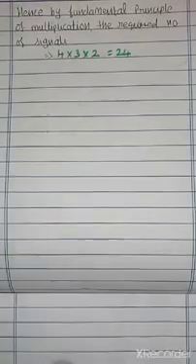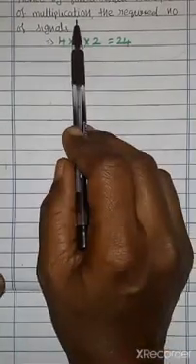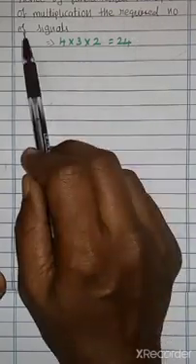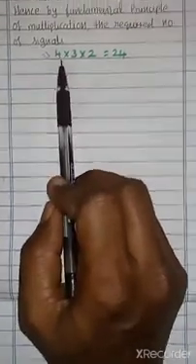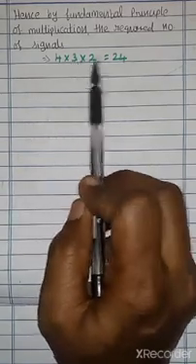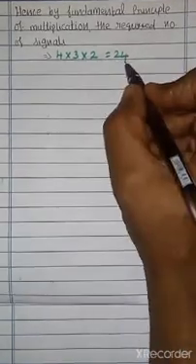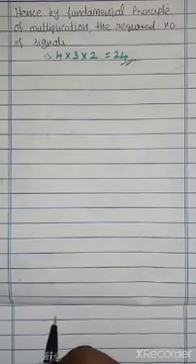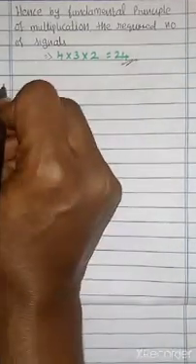Hence, by fundamental principle of multiplication, the required number of signals is 4 into 3 into 2. So 4 3s are 12, 12 2s are 24. This is your final answer. Now, take your fifth question.